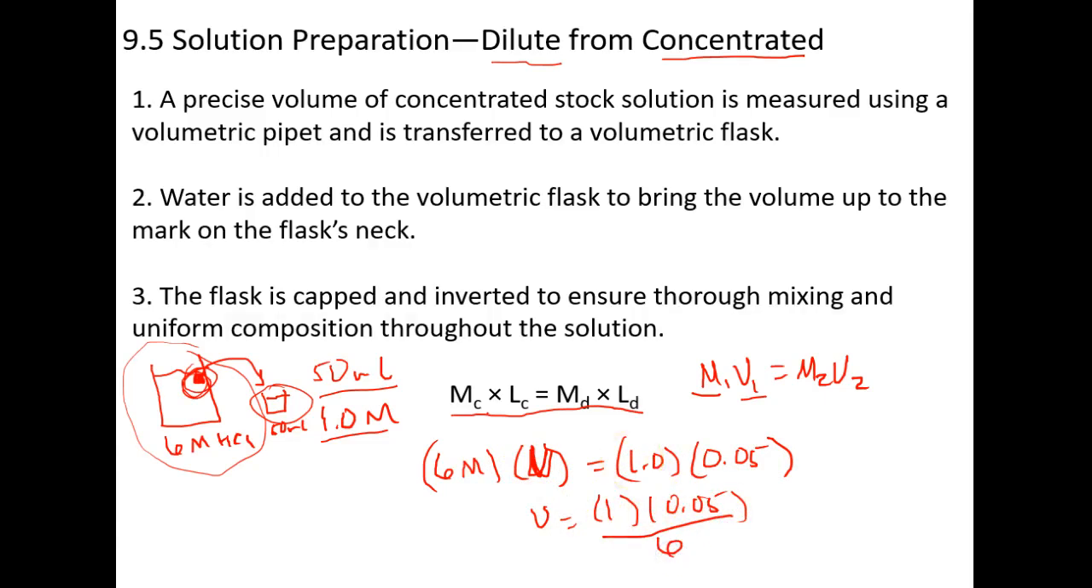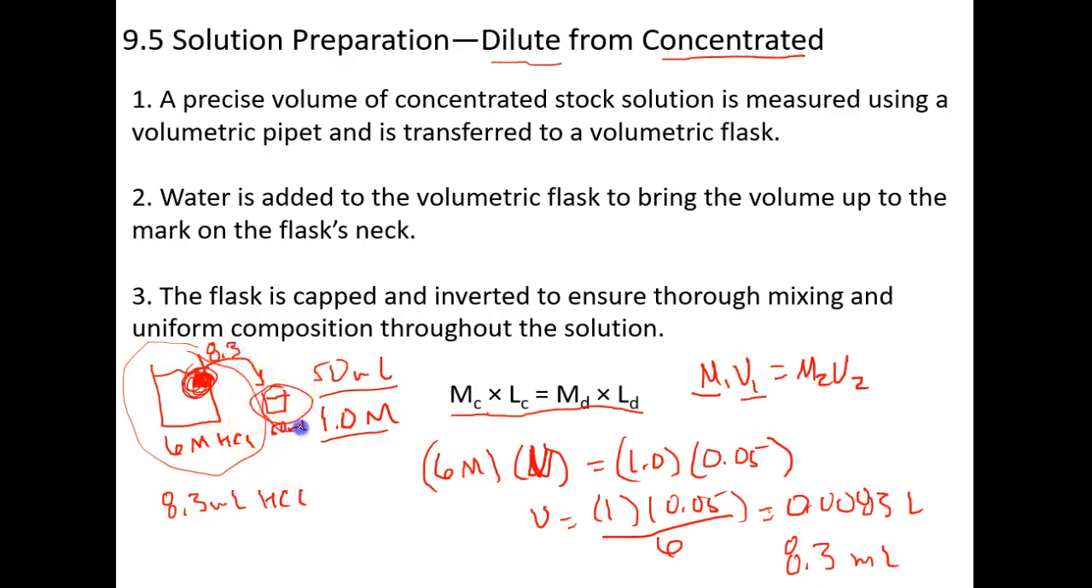Let me do that real quick. So 0.05 divided by 6, and you get, I'm sorry, this is in liters, 0.0083 liters. I'm going to convert it back to milliliters, which is 8.3 milliliters. So what does this mean? That means I need to take 8.3 milliliters of my HCl of the 6 molar. So this is 8.3 milliliters.